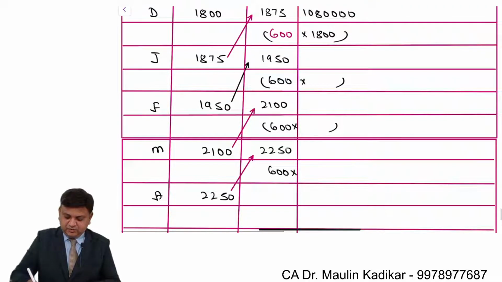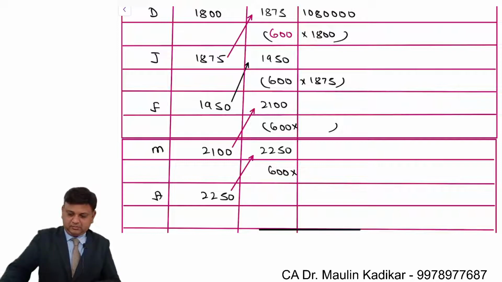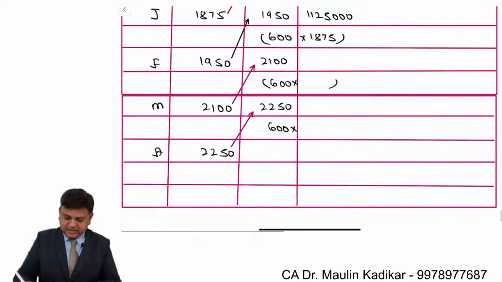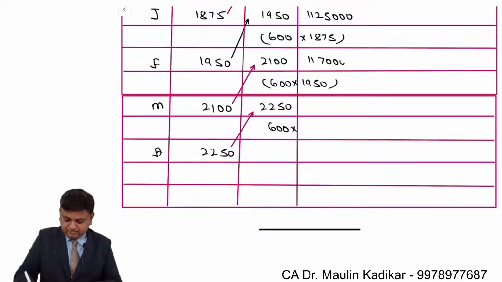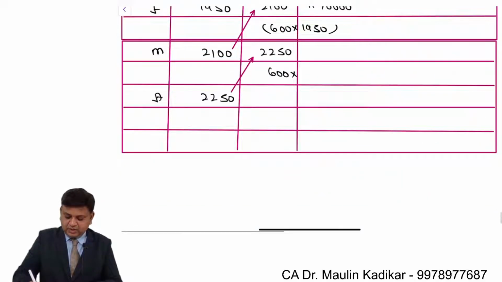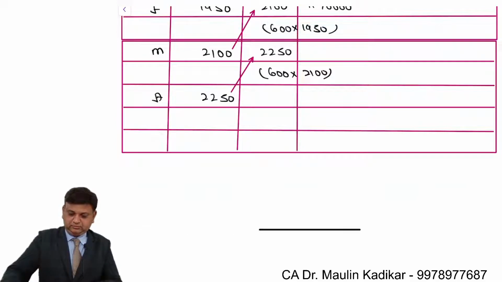Then 600 into 1875, 11,25,000. 600 into 1950, 11,70,000. 2100 into 600, 12,60,000.